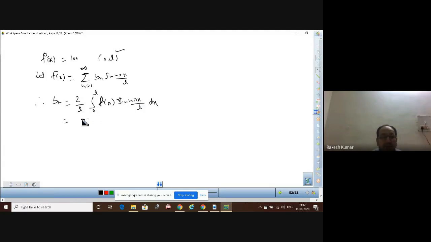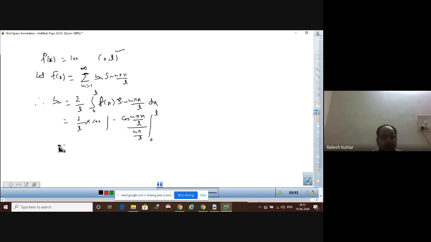You just need to integrate this: 2 over L. Clearly, f of x is 100. It is given to us. Now, the integration of a sine will be minus cos n pi x over L divided by n pi over L, with the limits 0 to L. You can substitute the limits.